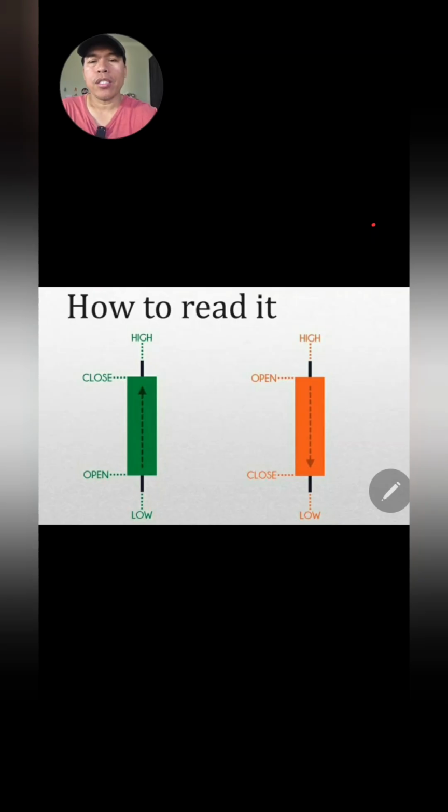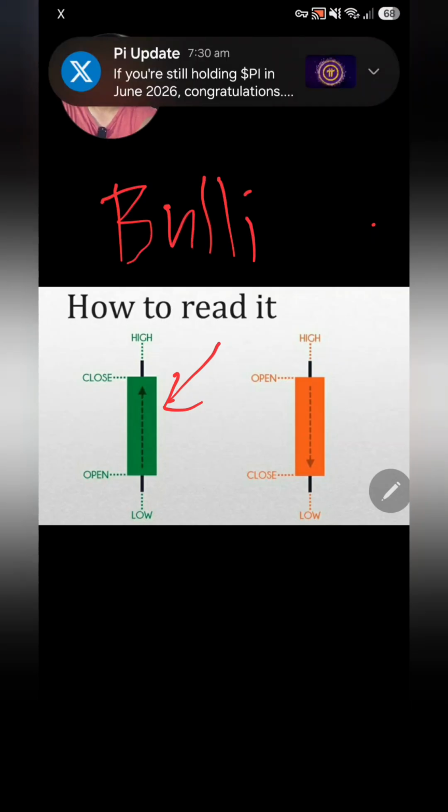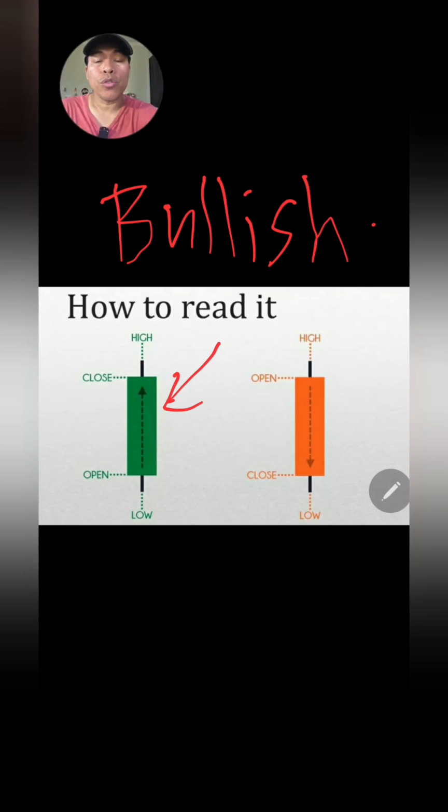Okay, you see this green candlestick? That means it's bullish. So what does that mean? It means the seller is controlling the trades. And when you see the orange, or usually red, that means bearish.